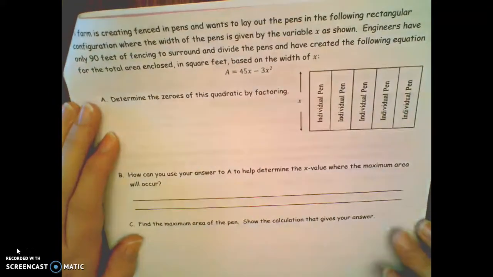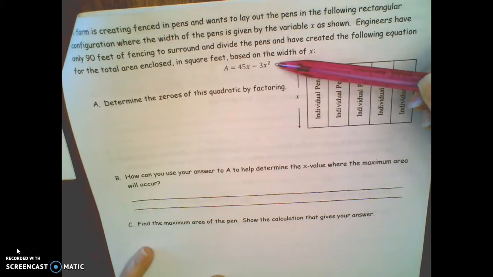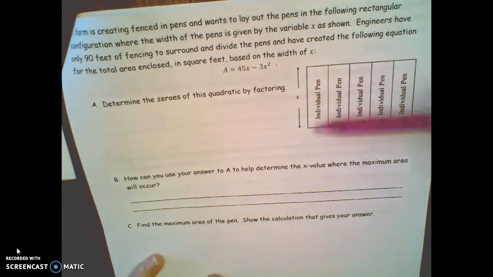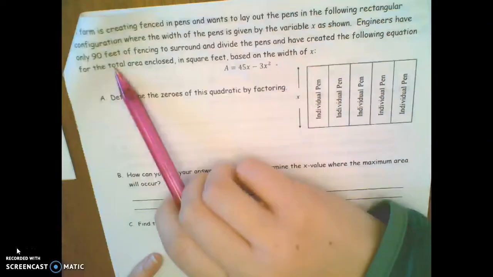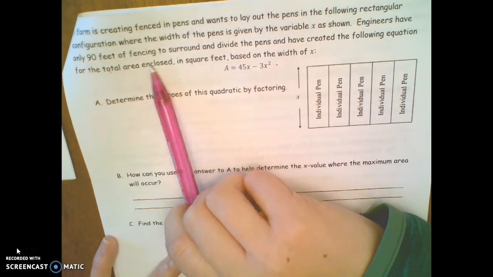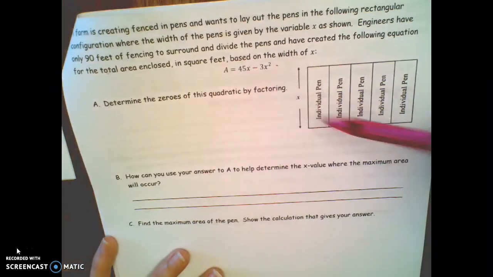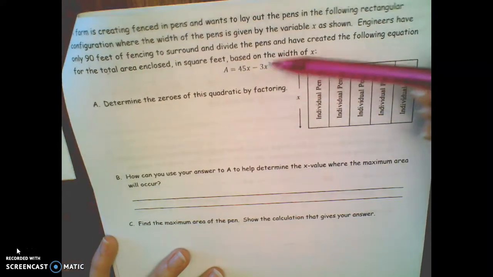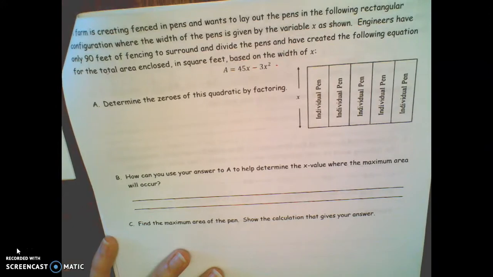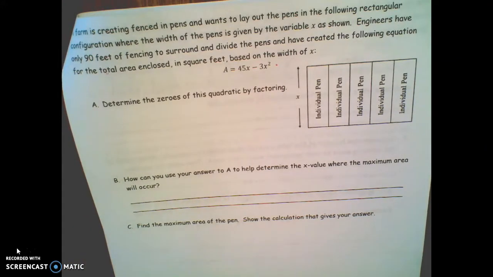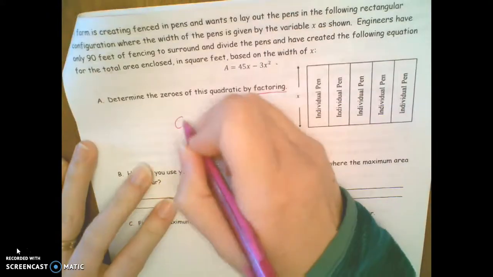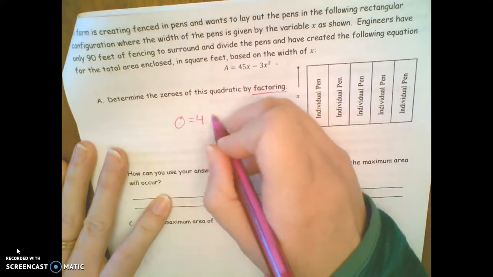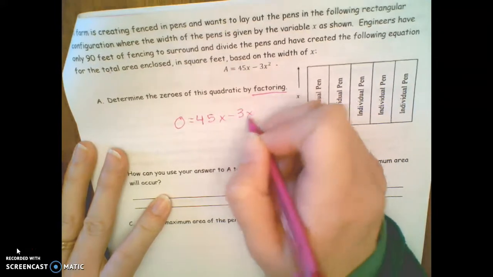Okay, so moving on, this time we can see the function. They're giving us a quadratic function. They've got some individual pens that we're looking to build, and they have 90 feet of fencing to surround and divide the pens. And so that's how they're deciding to use it based on this equation. So we're going to determine the zeros of this function, which means we're going to factor it. So A equals 45x minus 3x squared.